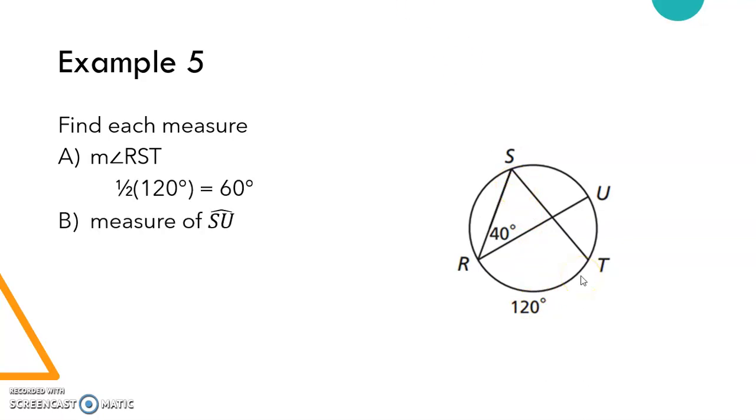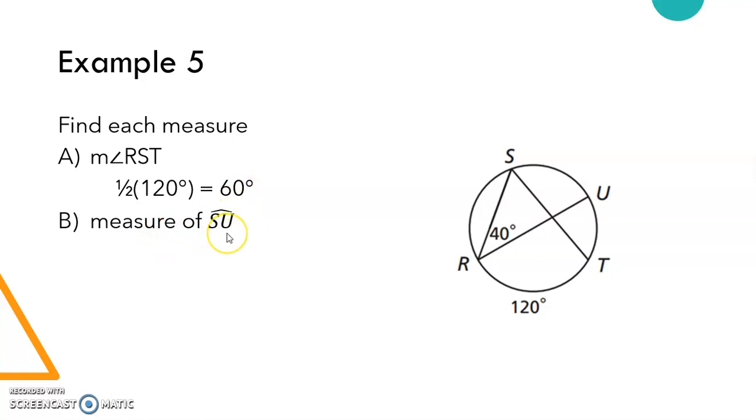So I remember that the inscribed angle theorem says that this arc, if I cut its measure in half, I will get the inscribed angle. So I just have to divide 120 by 2 to get this angle measure of 60 degrees.